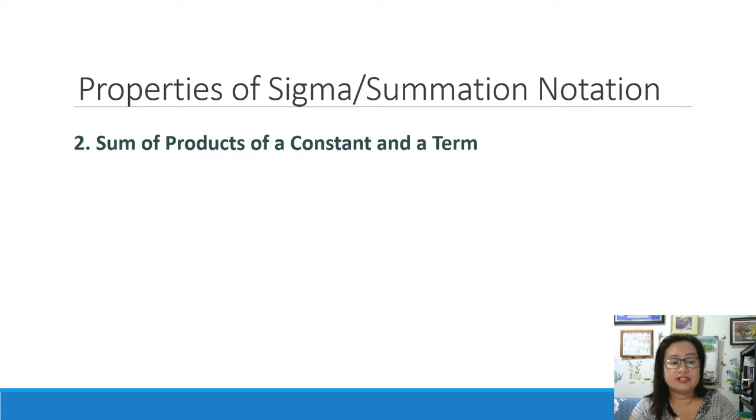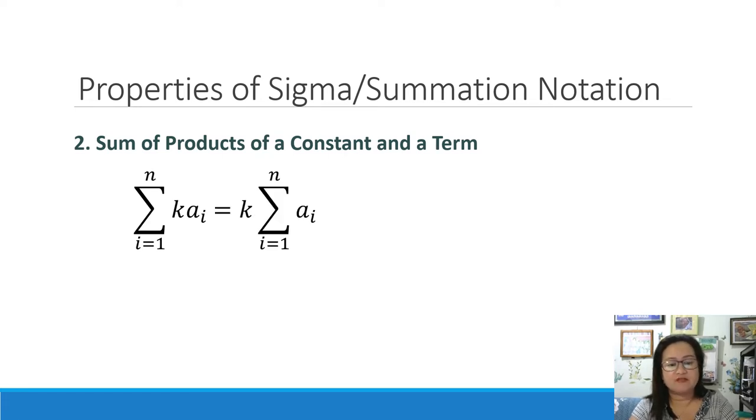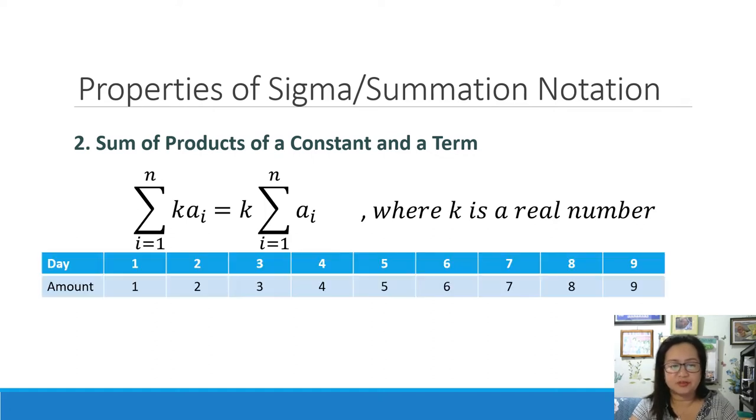The second property of sigma notation is the sum of products of a constant and a term. It says that if we have the summation of k times a sub i, where i starts from 1 up to n, we can have k times the summation of a sub i, where i starts from 1 up to n. Again, we are considering that k is a real number.